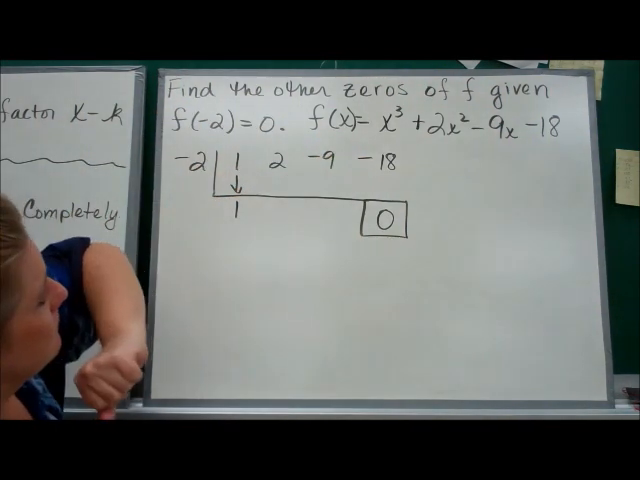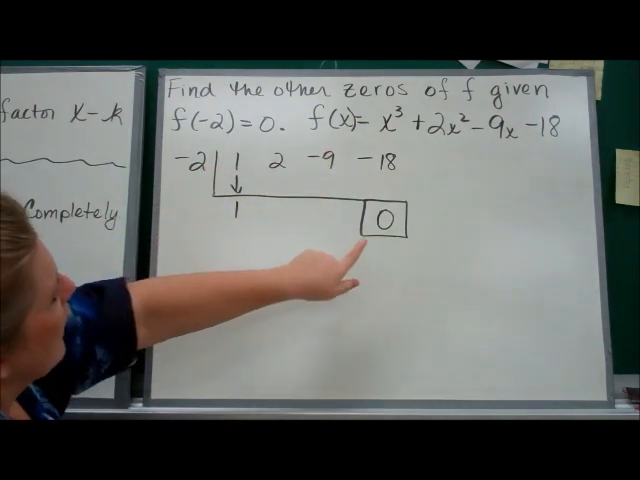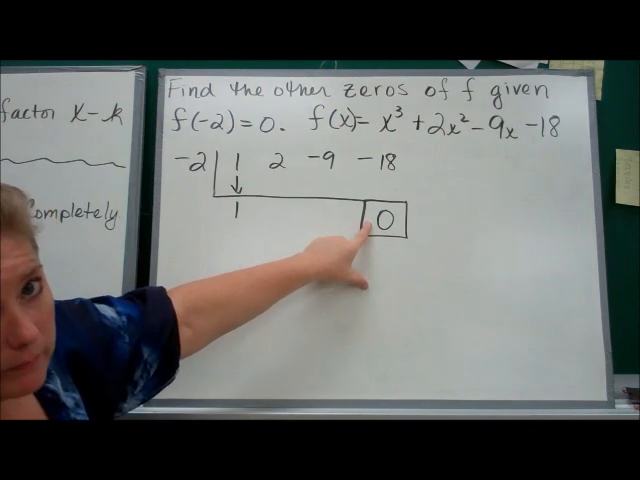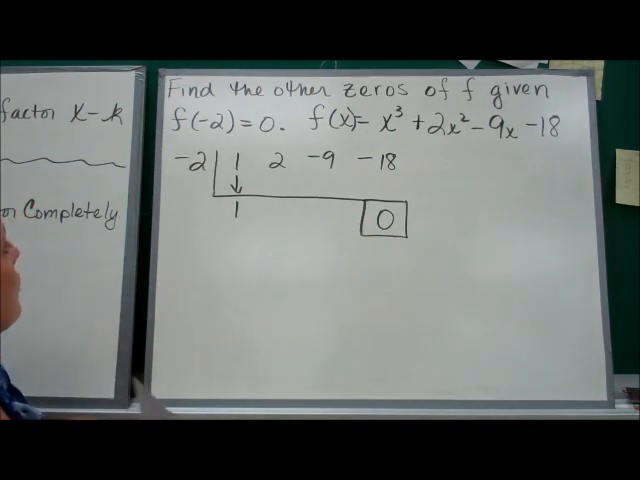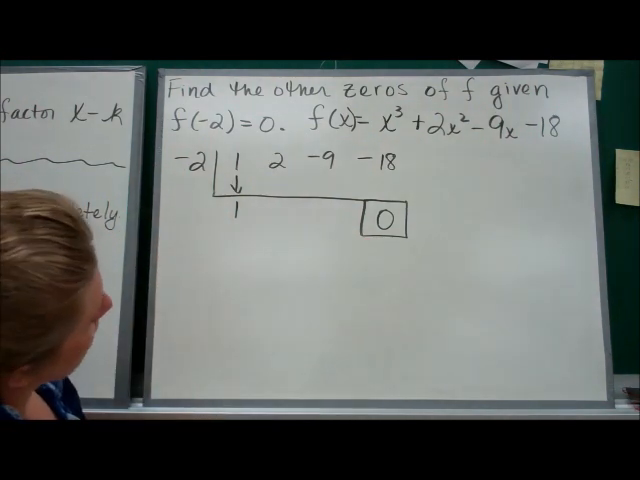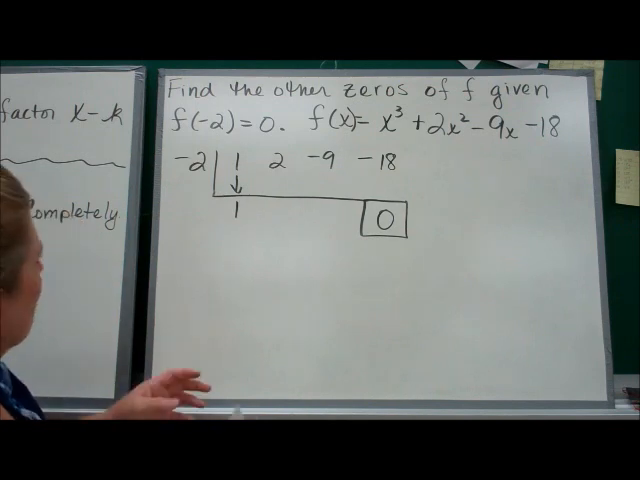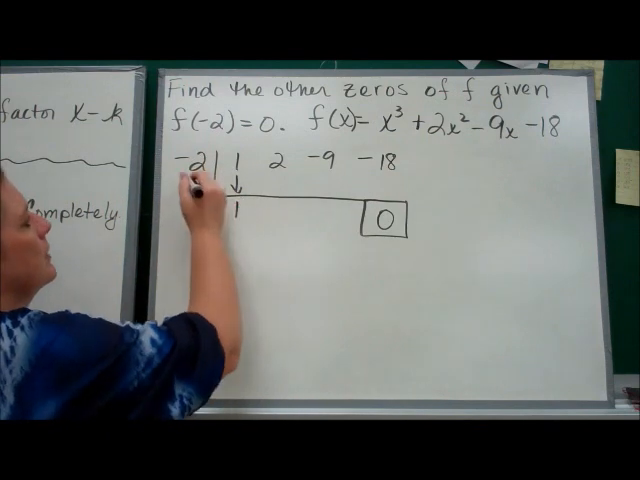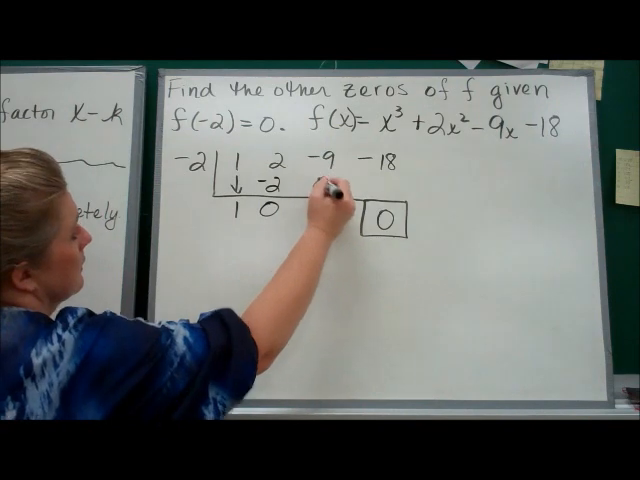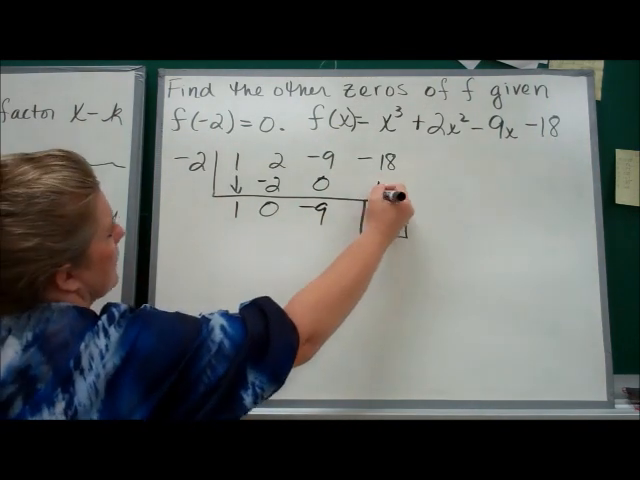of this function, okay? Since negative 2 is a 0 of that function, I know when I do my synthetic division, my remainder must be 0, okay? So, I've set up the synthetic division. Okay, let's go for it. 1 times negative 2 is negative 2, that's 0. 0, 0. Add negative 9. Negative 9 times negative 2 is positive 18.